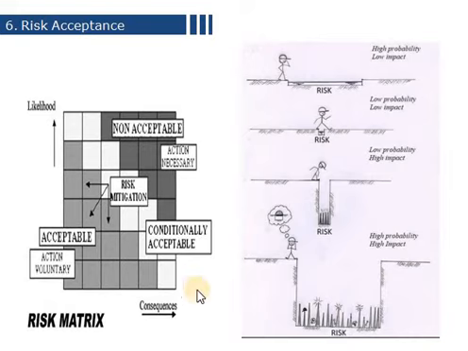But when you see here that we have low probability or low likelihood, but a very high impact, then this is a conditionally acceptable risk. The last, or the worst case, is when we have a high probability and very high impact or consequence. Then here it is not acceptable, and we must take action immediately.